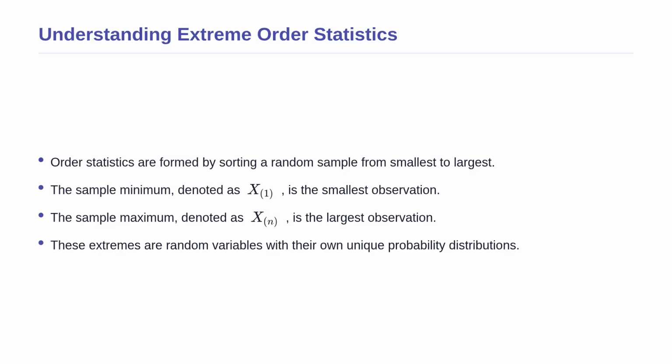Now that we understand why extremes matter, let us define them mathematically. When you collect a random sample of data points and sort them from smallest to largest, these sorted values are called order statistics. We are specifically interested in the two endpoints of this sorted list. The very first value is the sample minimum, representing the smallest observation in your entire dataset. The very last value is the sample maximum, representing the largest observation. Because every new sample yields slightly different extremes, they are random variables with their own unique probability distributions.